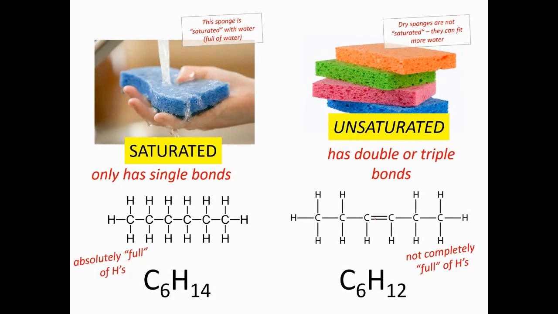Unsaturated means it has double or triple bonds, and if you broke those double or triple bonds between the carbons, then you could fit in some more hydrogens. It's not saturated with a maximum number of hydrogens.